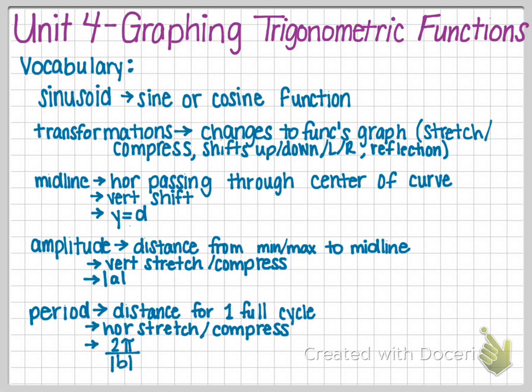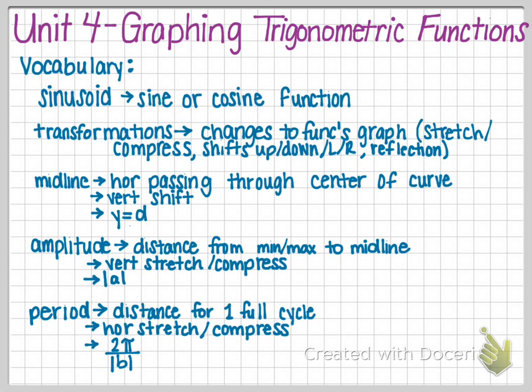Amplitude. The amplitude of a sine function is going to be the distance between the minimum or the maximum point and the midline. When the amplitude changes, that's responsible for the vertical stretch or compression of that sine or cosine curve. And the amplitude is going to be the absolute value of the A value. And like I said, I'll let you know what the A value is here in a little bit.